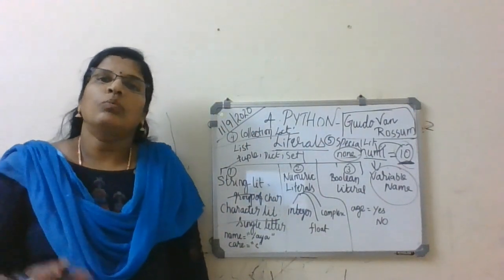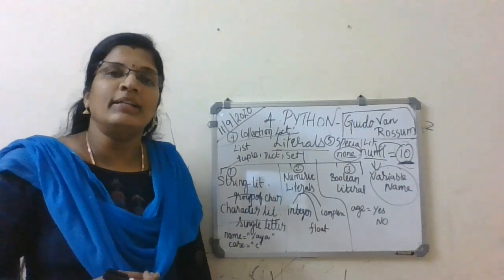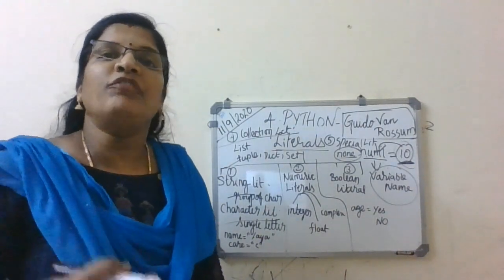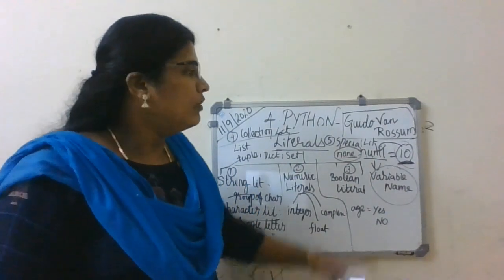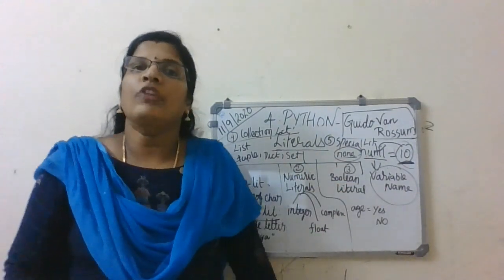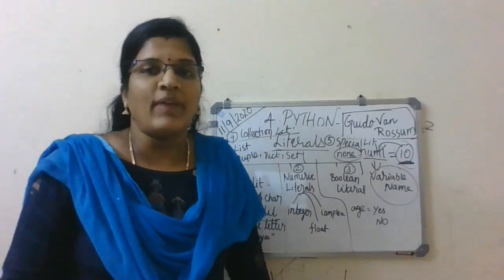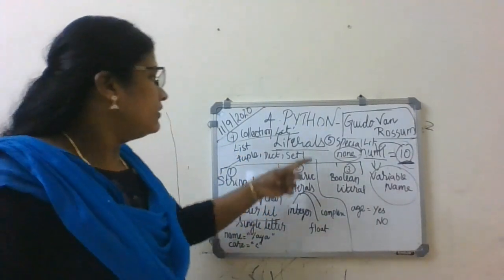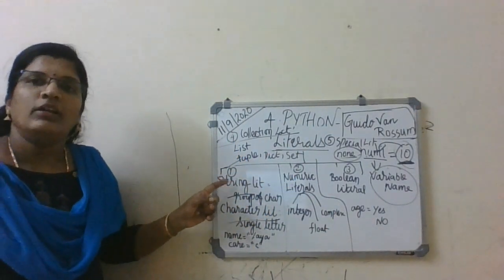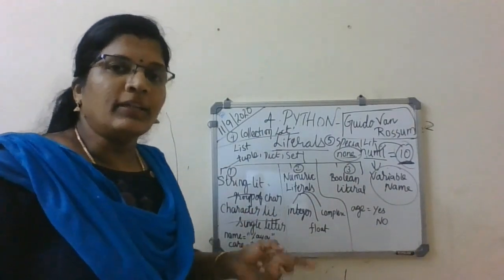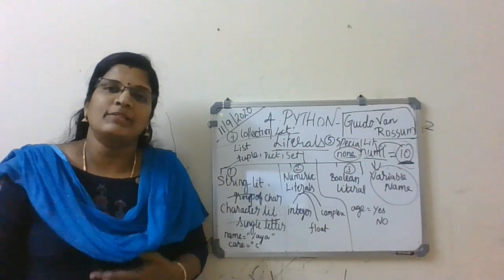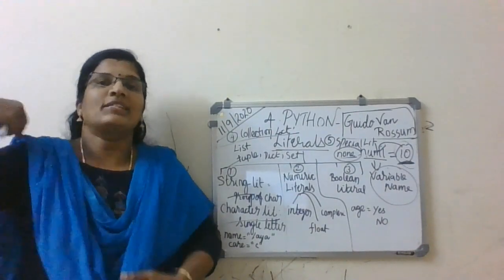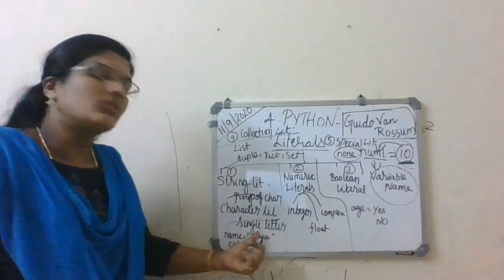So literals are built-in objects in Python. Why are we using these literals? Literals define values for a variable or a constant. For example, the types of string literal: you can give a character, meaning only one character. String means multiple letters. Multiple characters are called string literals. So you can use a full name.